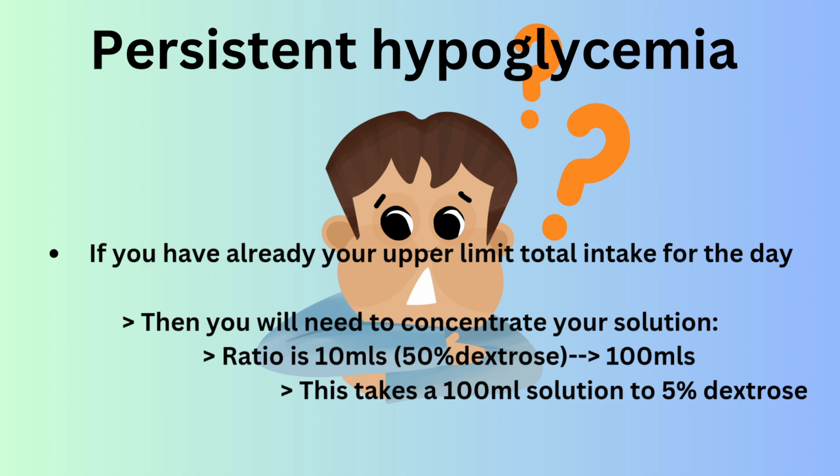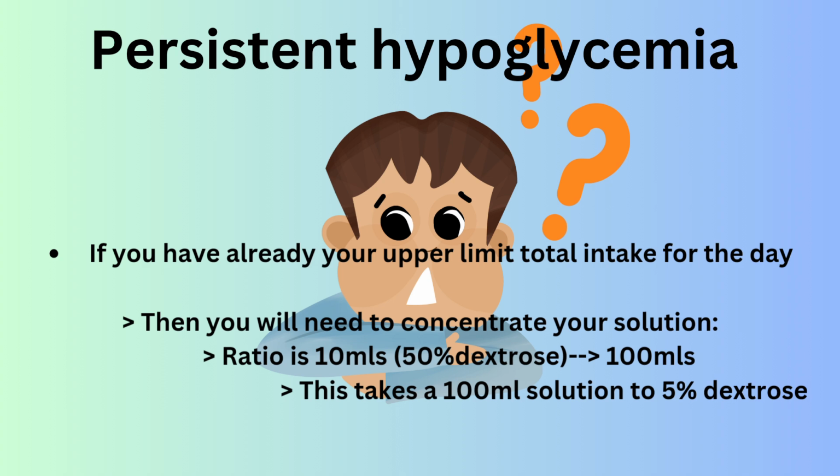So how do we make this concentration? How do we concentrate Neolite? The ratio is 10 mls to 100 mls. What is that 10 ml? That is 10 mls of 50% dextrose. So it means if you take 10 mls of 50% dextrose and you add it into 100 ml fluid, let's say you add it into 100 mls of normal saline, that 10 mls of 50% dextrose will make that normal saline a 5% dextrose saline.